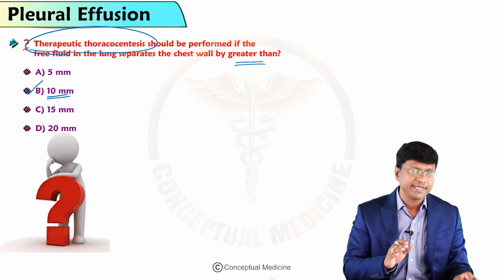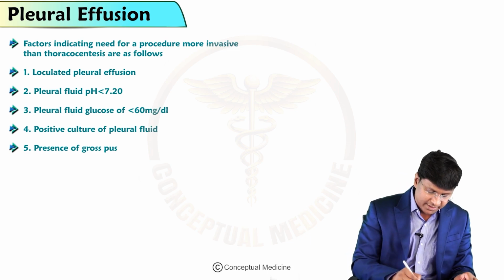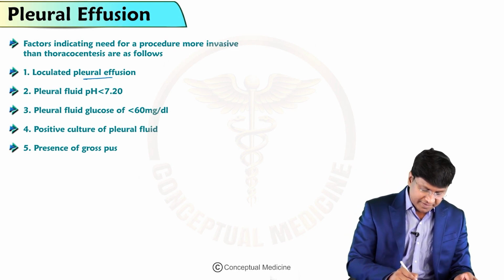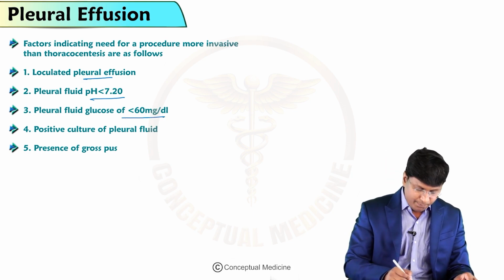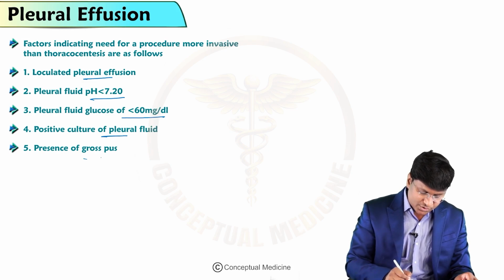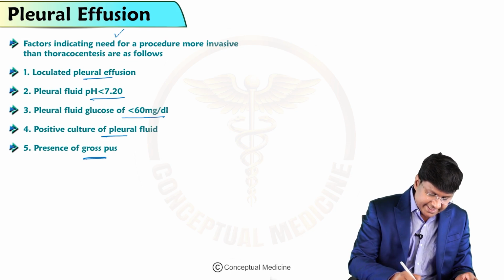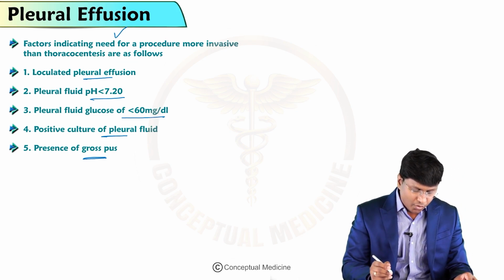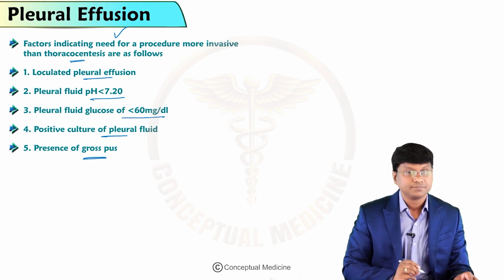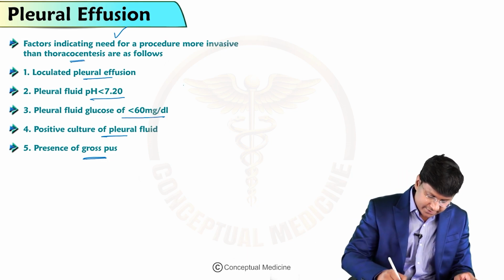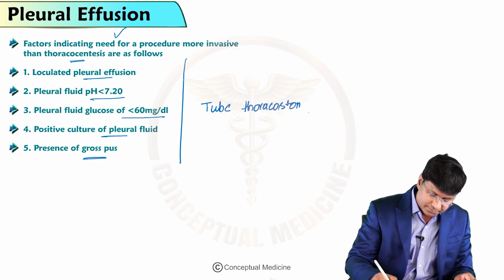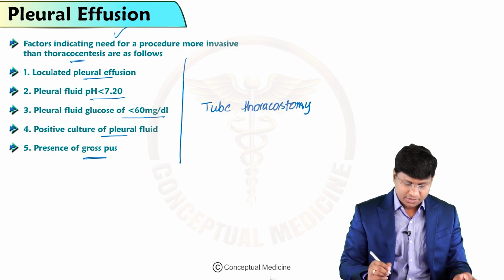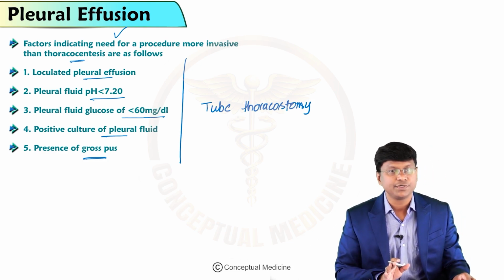Now, let me tell you the indications. Number 1, loculated pleural effusion, pleural fluid pH less than 7.2, pleural fluid glucose less than 60 milligrams per deciliter, positive culture of the pleural fluid, and presence of gross pus. These are the factors indicating the need for a procedure more invasive than thoracentesis. That means what will you do here? You will do tube thoracostomy. So that is about the indications for tube thoracostomy.